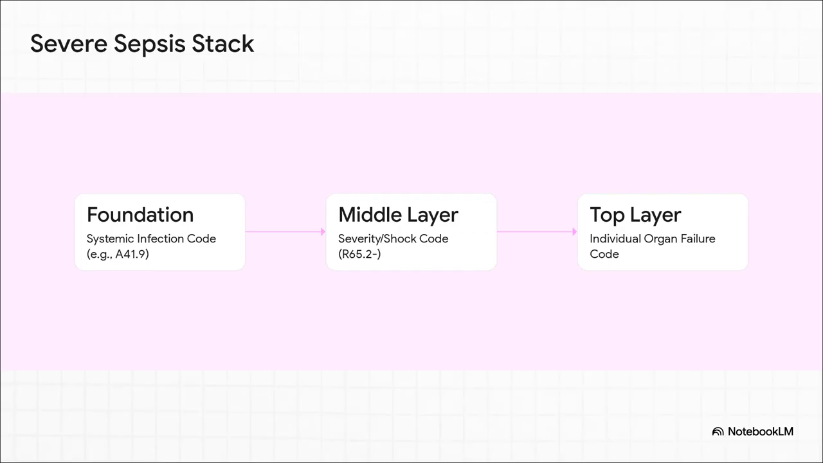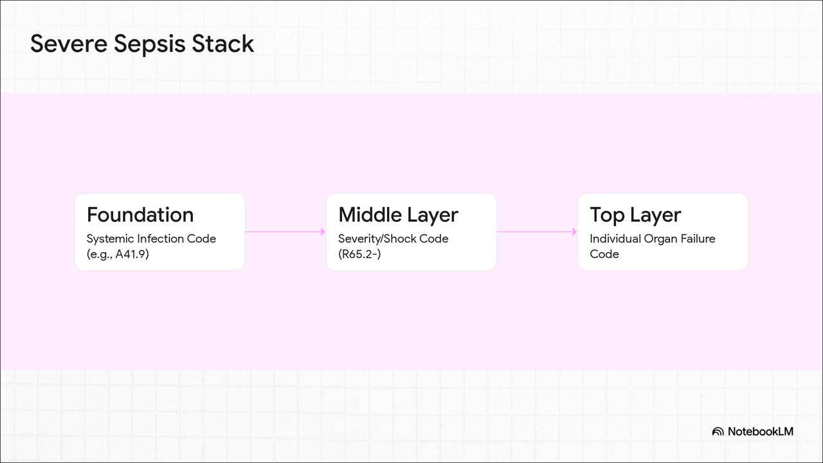You simply cannot capture severe sepsis with a single line item. It's impossible. Think of this as building a literal stack of blocks on your claim form. Your foundation at the bottom is your systemic infection, let's say A41.9. Then your middle layer snaps firmly into place right on top of it. This is your severity code, like R65.20 for severe sepsis without shock. And finally, the top layer drops down to complete the structure.